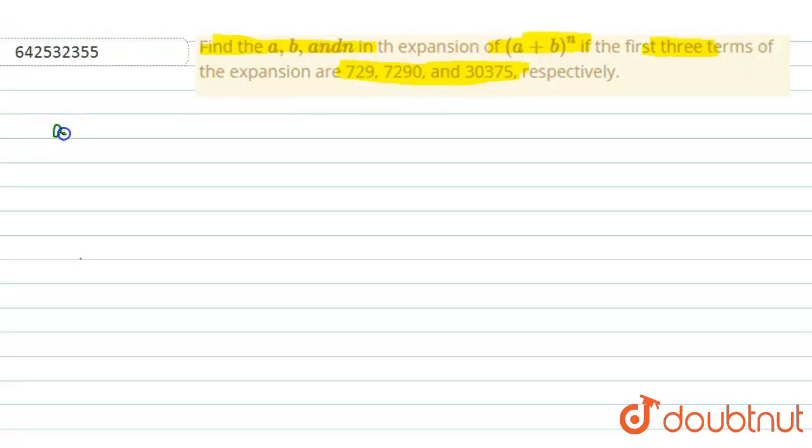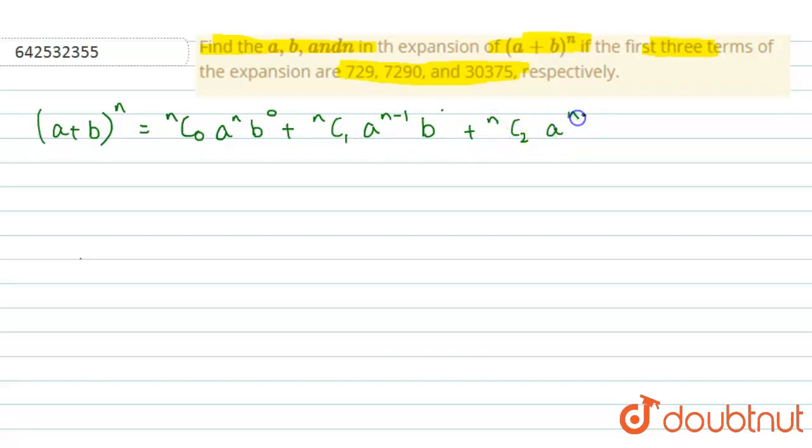First we will write the expansion: (a + b)^n is equal to nC0 a^n b^0 + nC1 a^(n-1) b^1 + nC2 a^(n-2) b^2 + and so on, plus nCn a^0 b^n.